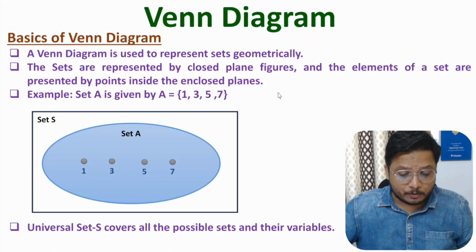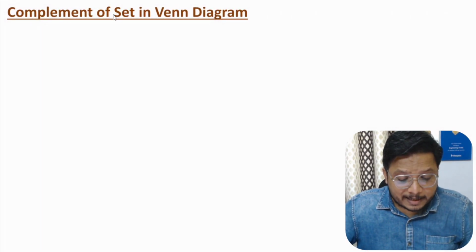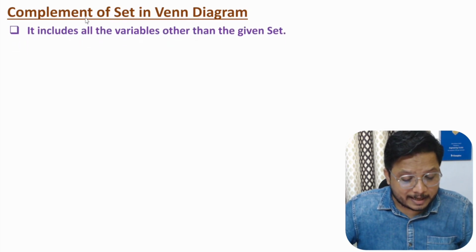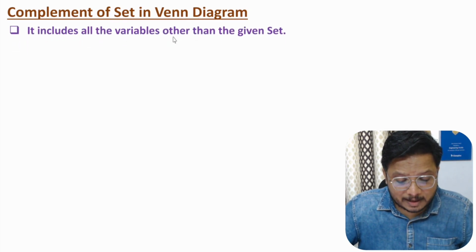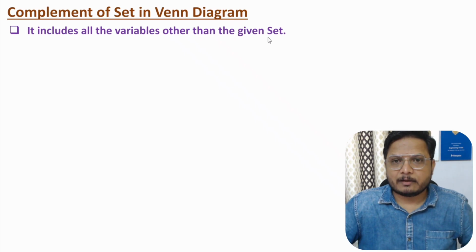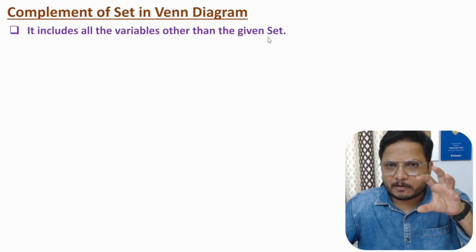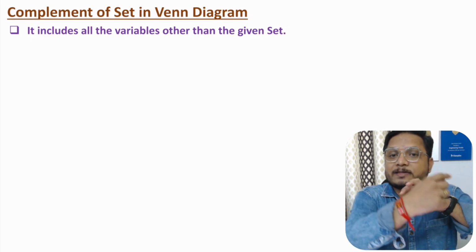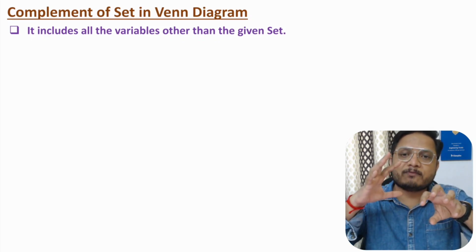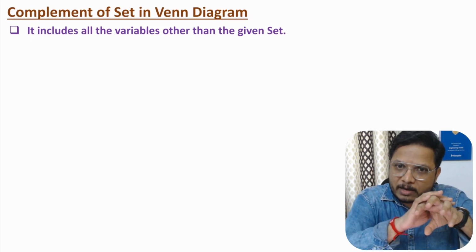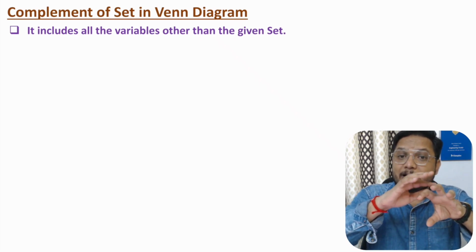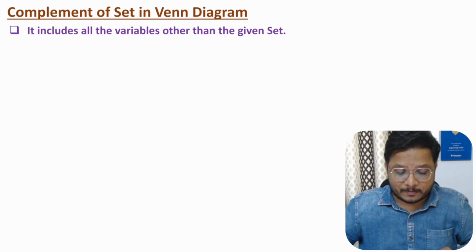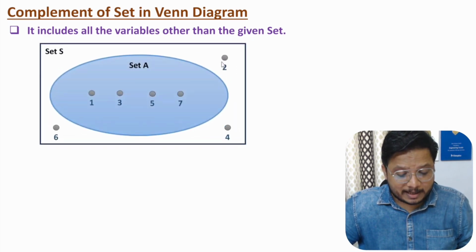Now I'll explain you complement of set in Venn diagram. See, complement of set means what? It includes all the variables other than the given set. If you have set A, inside set A you have some variables, and outside of set A you have some variables, then complement of the given set will cover all the variables other than those inside the set, right? Let me explain this by one example.